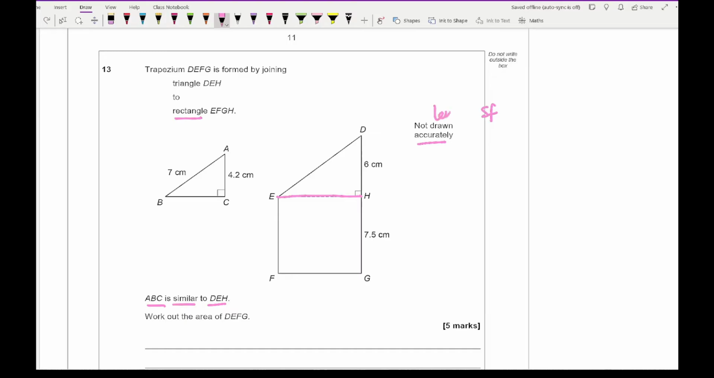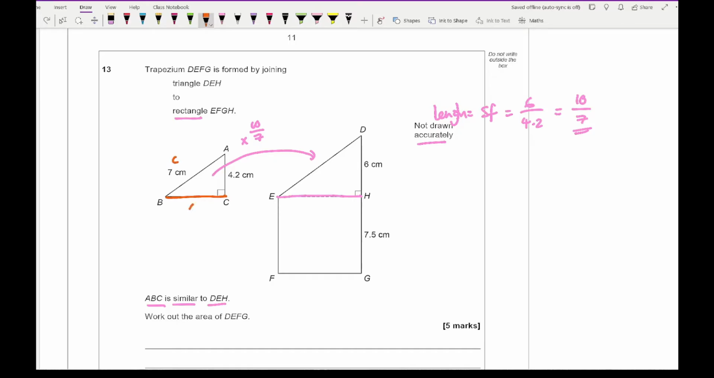So the length scale factor is going to be 6 divided by 4.2, and that gives me an answer of 10 over 7. So to get from this triangle to this triangle, I've got to multiply by 10 over 7. Alternatively, there's a couple of ways in which we could do this. We need to work out what this length here is, and we can do that by using Pythagoras.